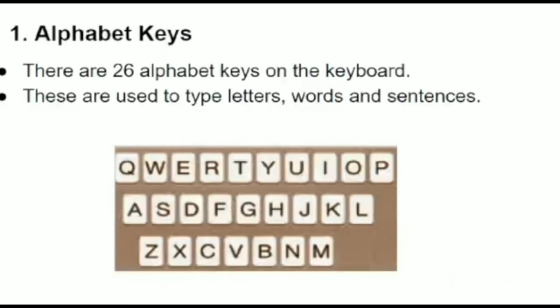First one is alphabet keys. These keys are used for typing letters and words. The letters A to Z are written on these keys. There are 26 alphabet keys on the keyboard. These keys are not arranged in an alphabetical order.